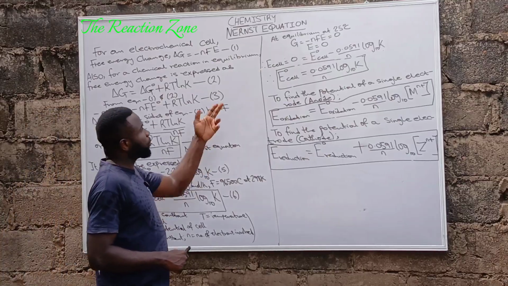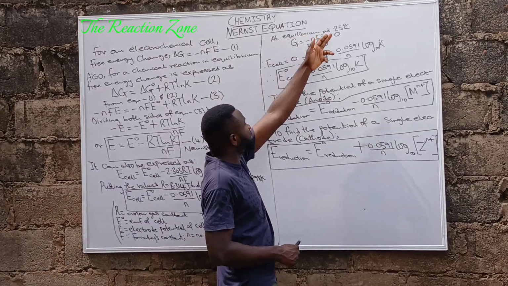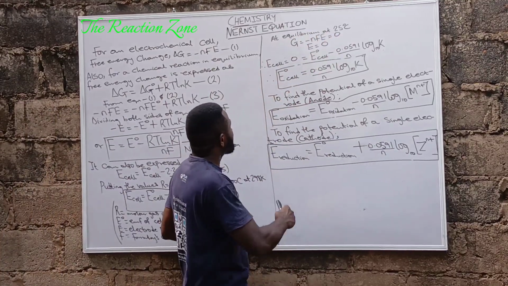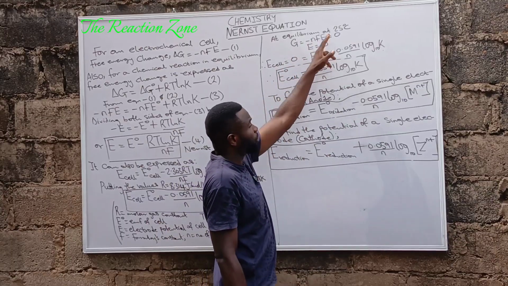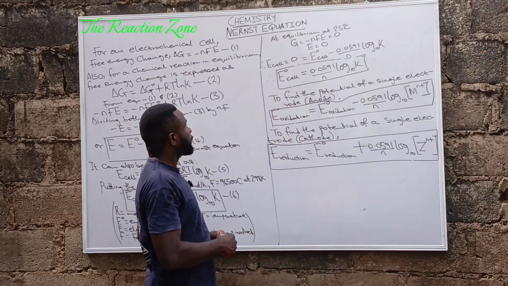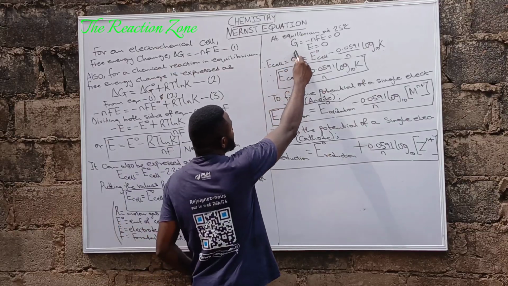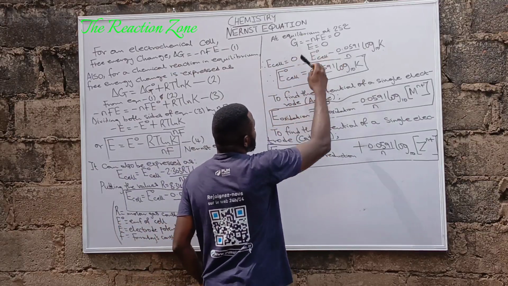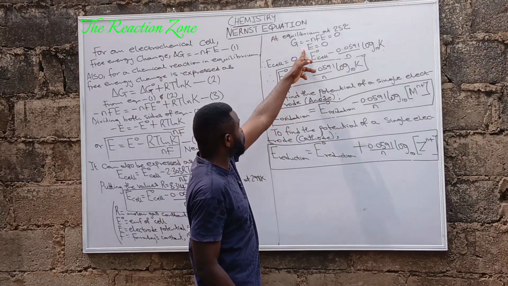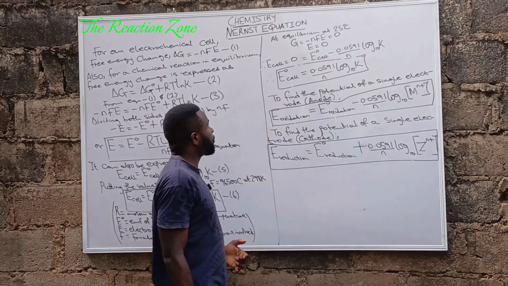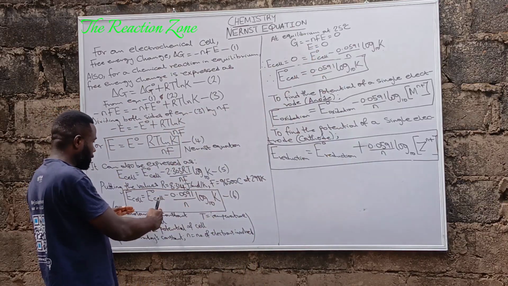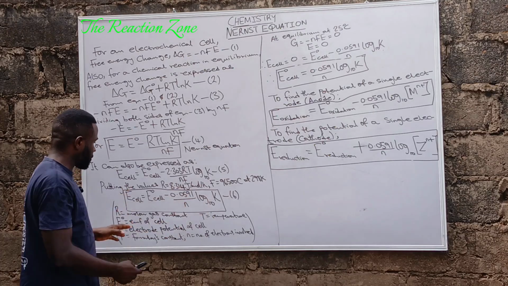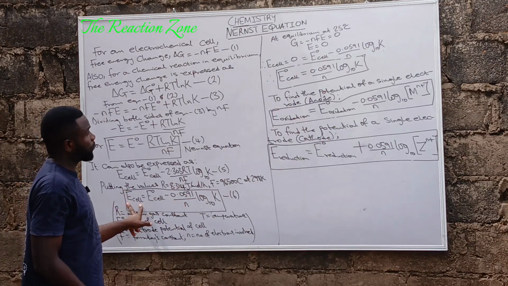Now, at equilibrium at 25 degrees Celsius, Gibbs free energy, which is equal to minus NFE, is equal to 0. Now, if G, which is equal to minus NFE, is equal to 0, it therefore means that the value of E will also be 0. So, it means that in equation 6, which is the Nernst equation, I can replace E cell with 0.